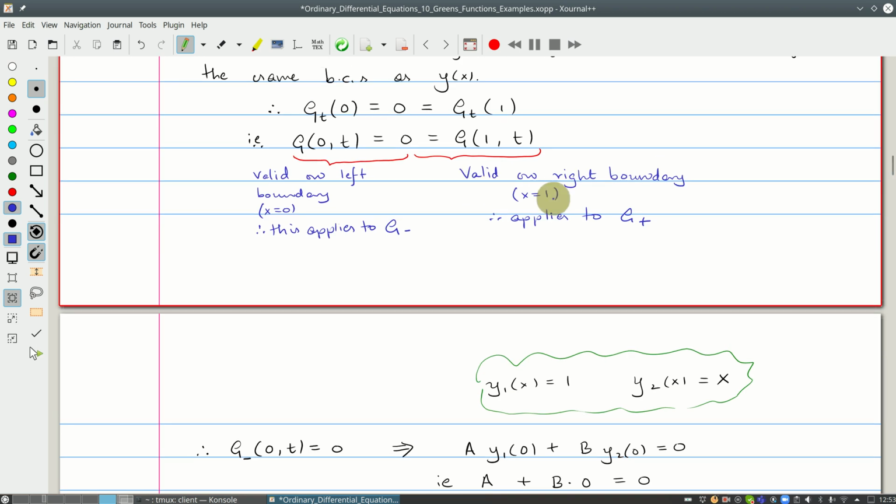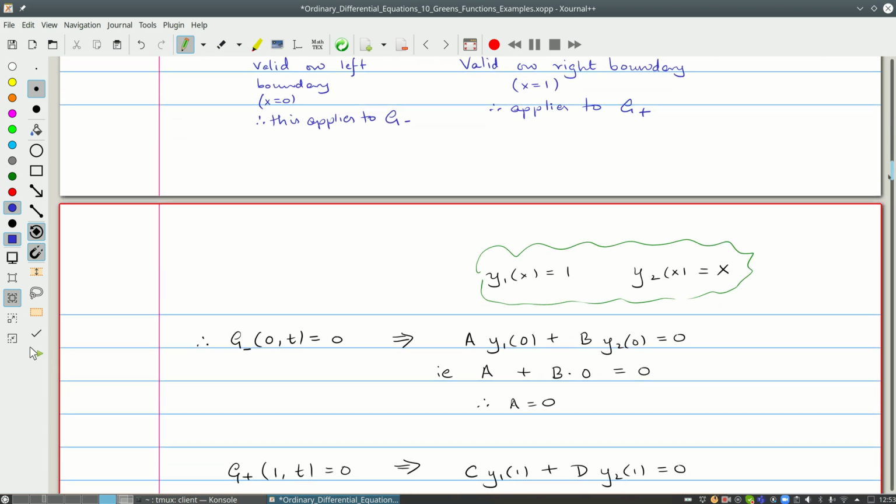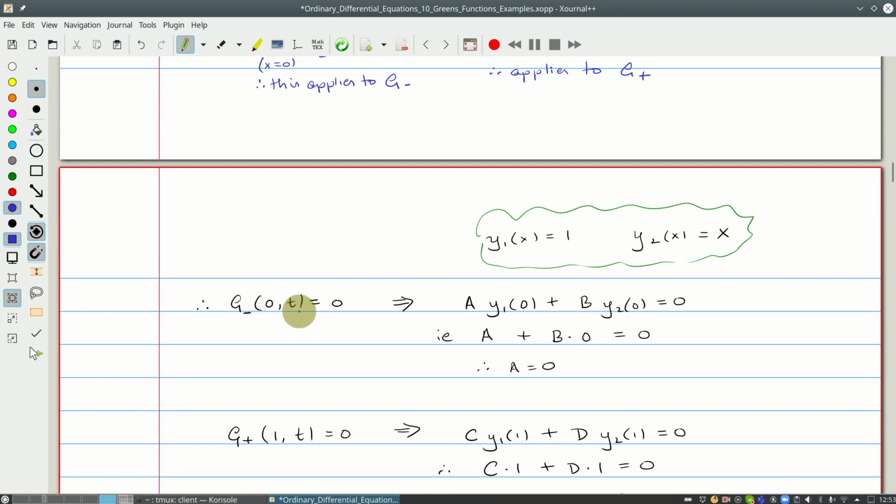So here, I've just said this, the boundary condition at x is equal to 1 is applicable to g plus. So g minus of 0 comma t is 0. What this means is a times y1 of 0 plus b times y2 of 0 is 0. Remember, y1 is 1 and y2 is x. So what this gives us is that a plus b times 0 is 0, or a is 0.